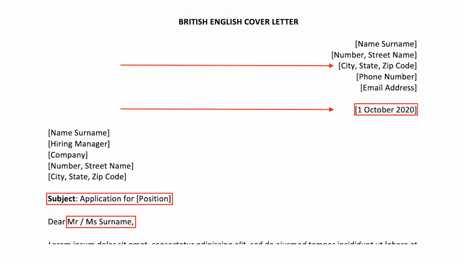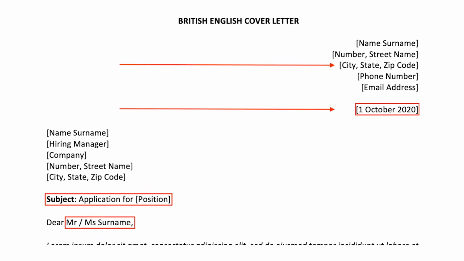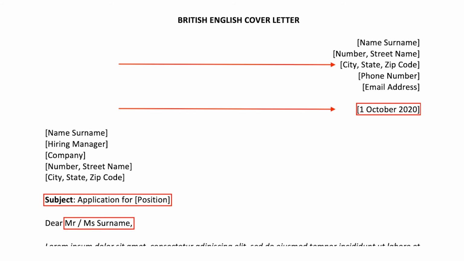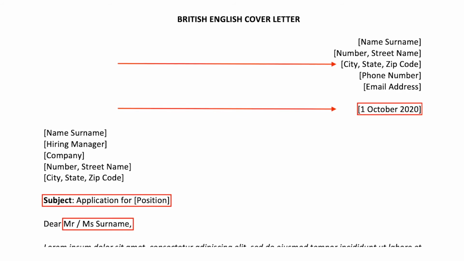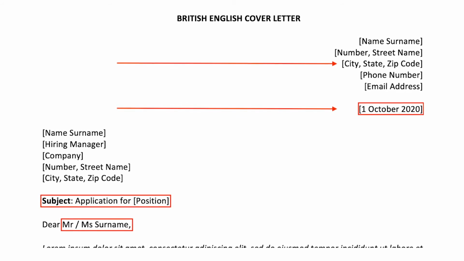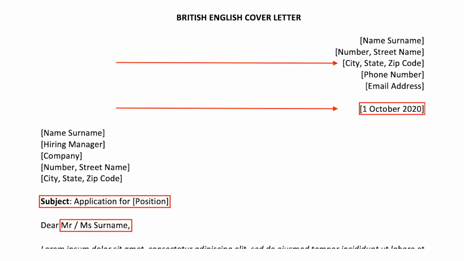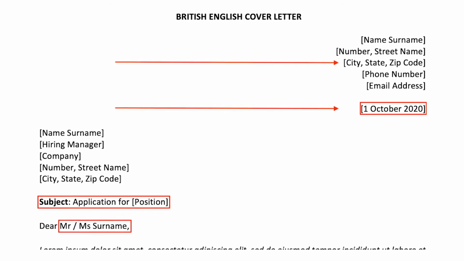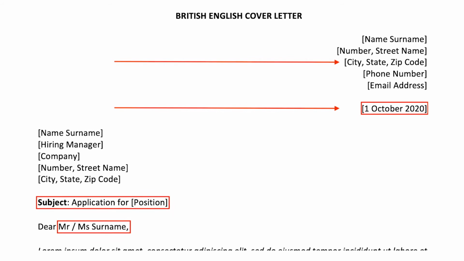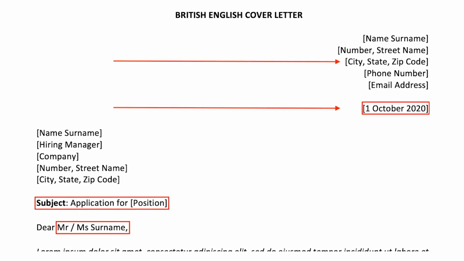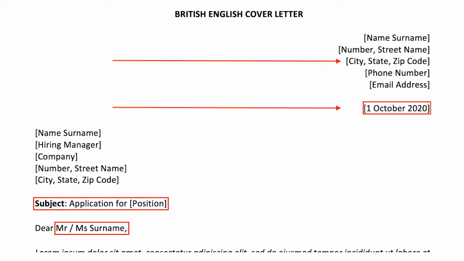For British English, you need to put the contact information and date on the right side. After that, you need to put the date first, then the month, and exclude the comma. Underneath, we notice that the subject is included in the British English letter. It is commonly used in the UK, but usually left out in the US.